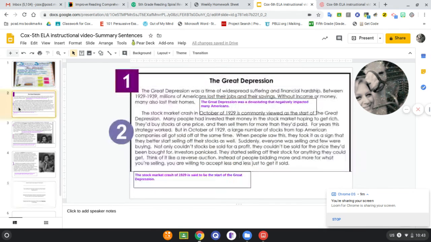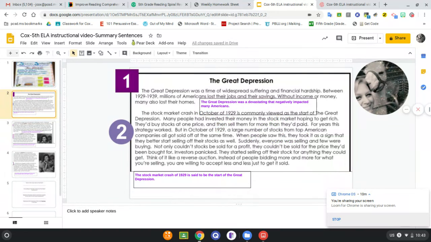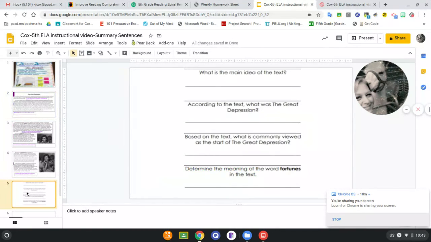So let's go back and look at our summary sentences. Talks about the Great Depression in section 1, section 2. Again, directly related in 3, 4, and 5. So the main idea of this text is that the Great Depression had a very negative impact on the American people. Question number 2 there says, according to the text, what was the Great Depression?